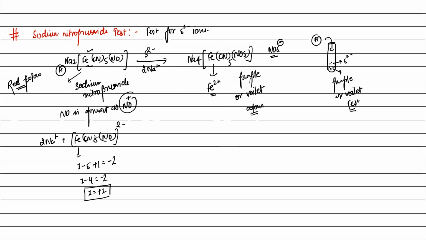It means during qualitative analysis, if we have to detect whether any solution has sulfide ion, then what we have to do is use sodium nitroprusside. If the color of sodium nitroprusside turns from red to purple or violet, it means there is a possibility of the presence of sulfide ion in that particular solution, right? And the oxidation state of iron in both these complexes, sodium nitroprusside and the second complex, is +2, and NO is present as NO+. These are some important tests related to monodentate ligands. Is it clear?